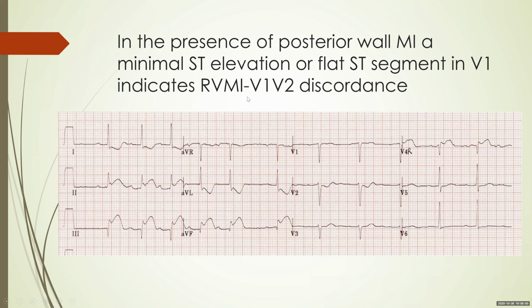So an RVMI is indicated by a discordance in ST segments between V1 and V2. Here you also have V4R being given. This shows an ST elevation, again indicating the presence of RVMI. When in doubt, you can always take a V3R and V4R, but in many centers they do not take V3R and V4R, and you should learn how to diagnose RVMI in the presence of a 12-lead ECG itself.